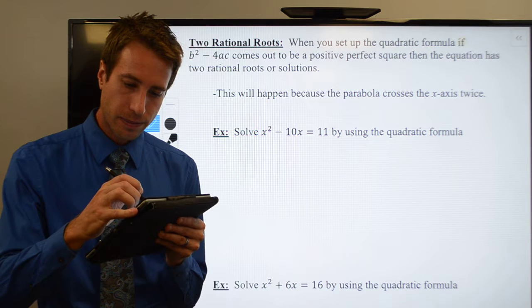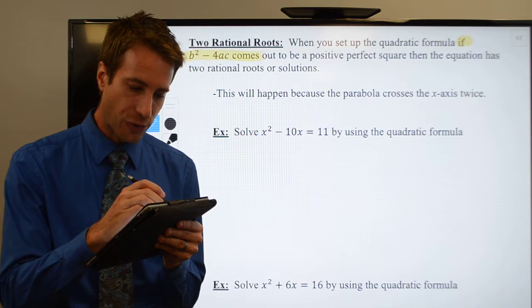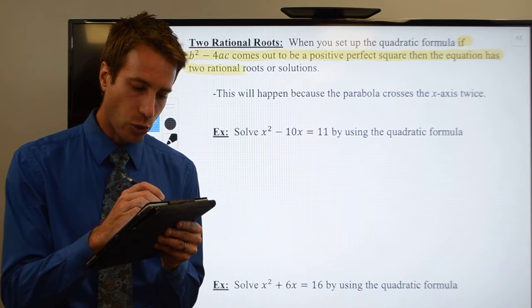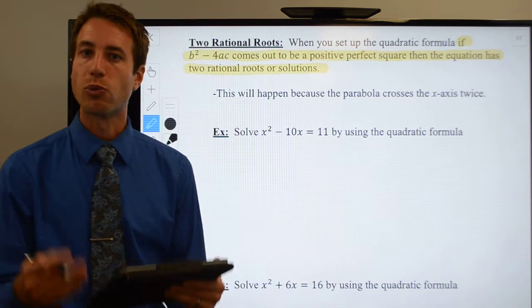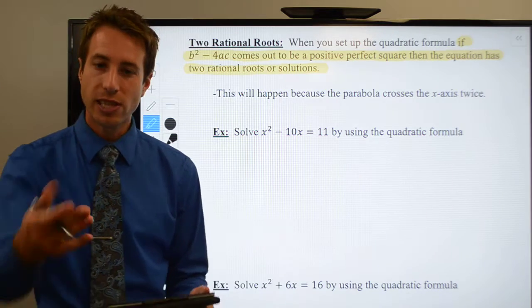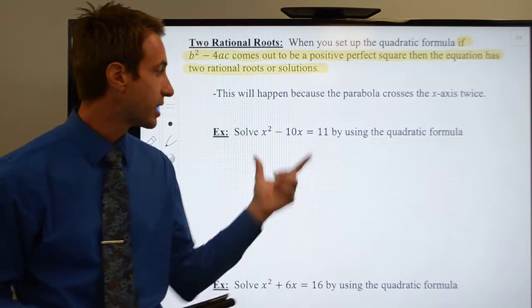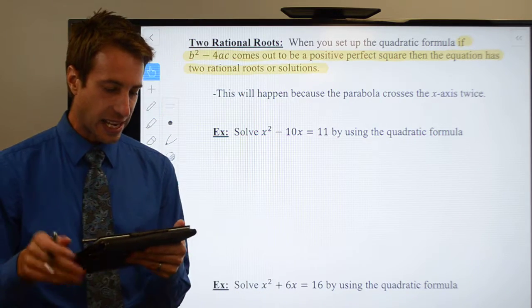If b squared minus 4ac comes out to be a positive perfect square, then the equation will have two rational roots or solutions. And let's take a look at how this is going to go. I've got a couple of example problems for us here, so let's go ahead and get this set up.